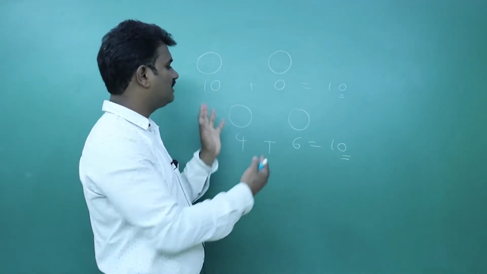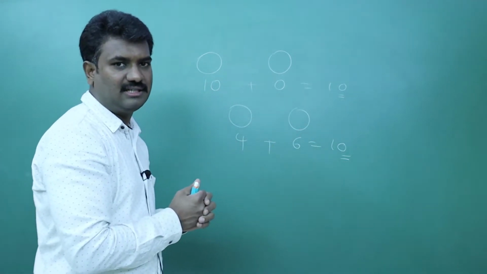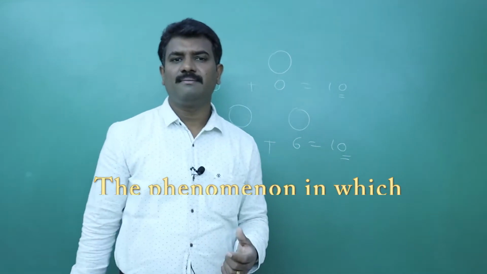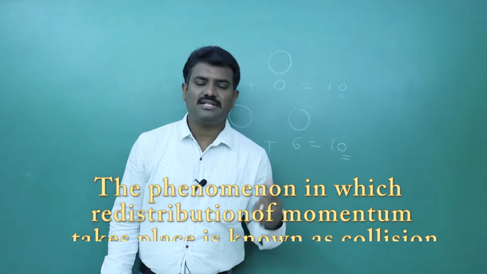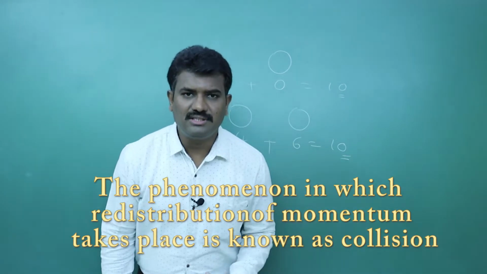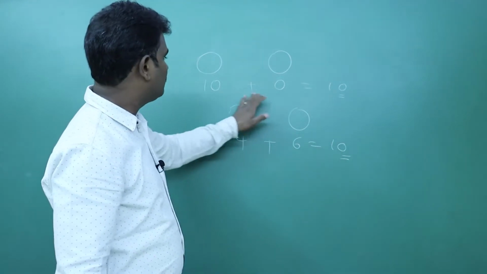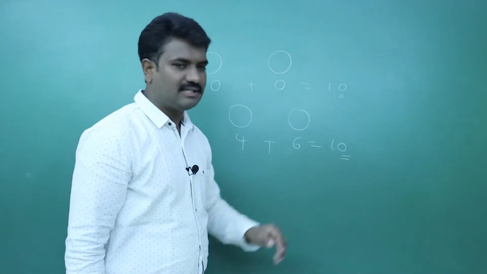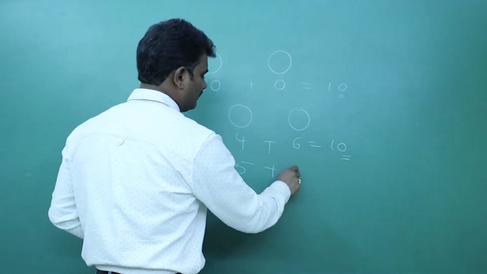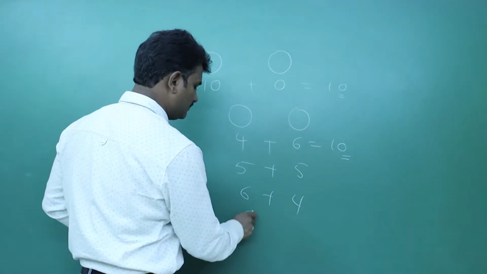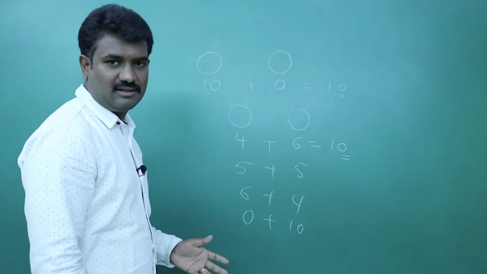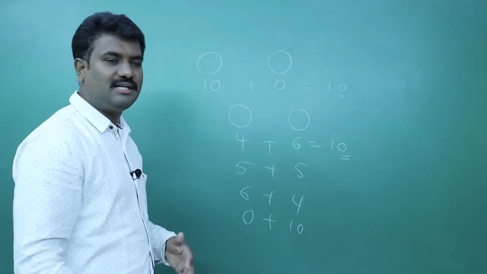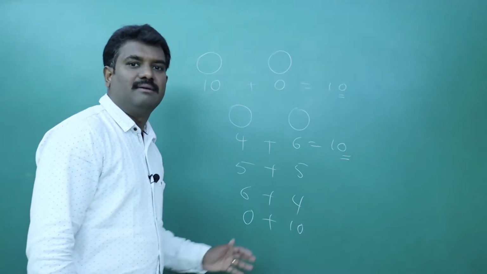So such a phenomenon is called a collision. So what is collision? The phenomenon in which the redistribution of momentum takes place is called a collision. Here in this example, you have seen that the momentum was 0, earlier it was 10, and now also it is 10. It may be like this also: 5 plus 5, 6 plus 4, 0 plus 10. Anything could be possible. So in all these cases, momentum got redistributed, and all these phenomena are best suitable examples for collision.